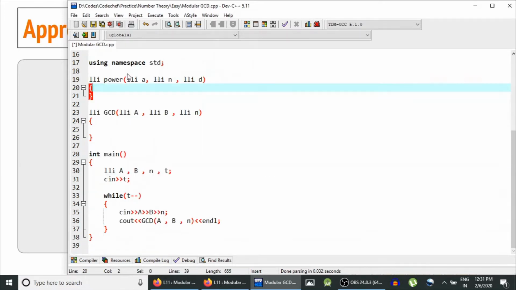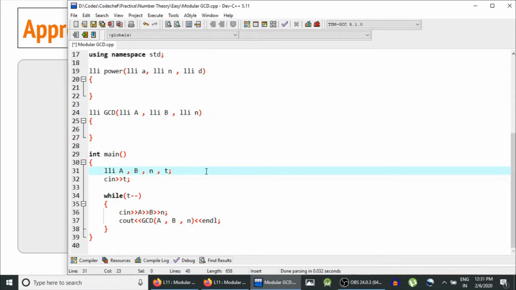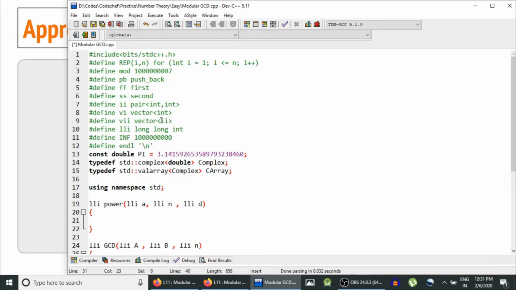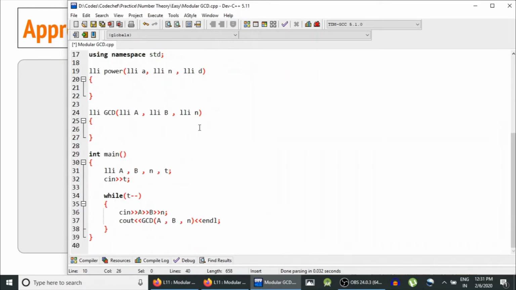We would write each and every function by ourselves. First of all, I'm taking a, b, n and t as long int integers. LLI is long int, right? Instead of writing long int everywhere, I've just used a preprocessor directive. T is the number of test cases. In each test case we are reading a, b and n, and then the GCD function would return the answer of each test case. It would give us the GCD of a raised to power n plus b raised to power n, comma, a minus b. So we have to design it right here.